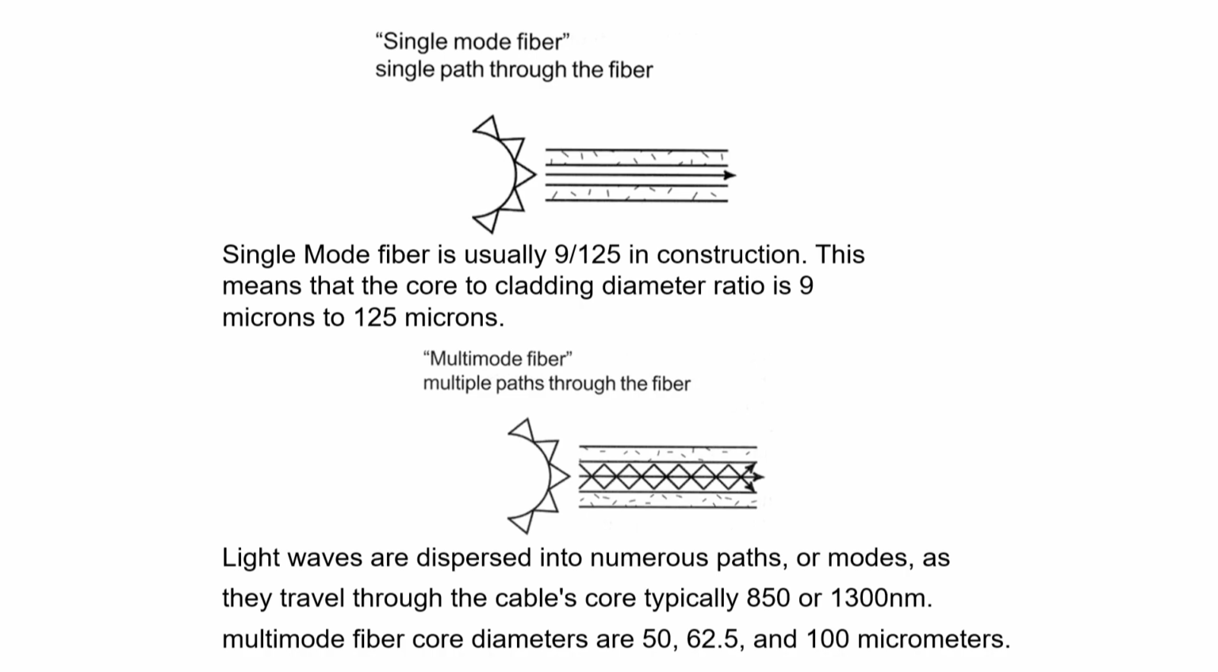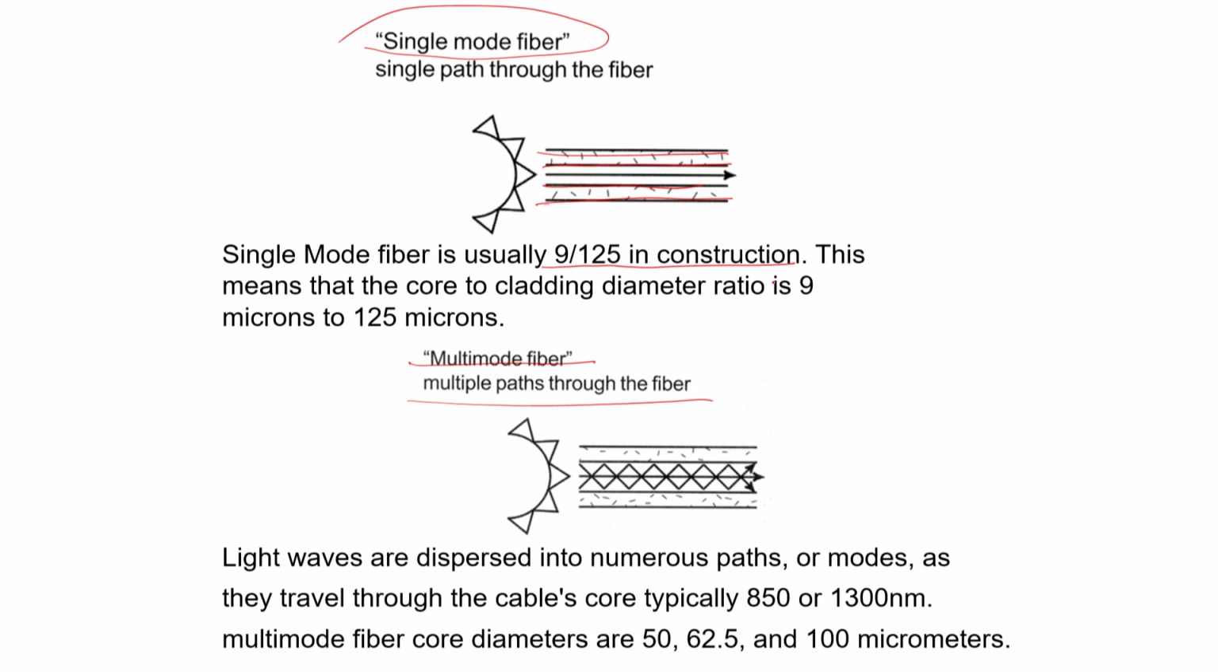Now, these optical fibers can be of different types. One is a single mode fiber, that means it allows a single path through the fiber, and another is called a multi-mode fiber, so that multiple paths are possible through the fiber. Generally, single mode fiber is 9 by 125, that means the core to cladding diameter. So, this is the core you have, and then you have the cladding. The cladding and core refractive indices are matched in such a manner that total internal reflection is possible. So, the ratio is 9 micron to 125 micron for the single mode fibers.